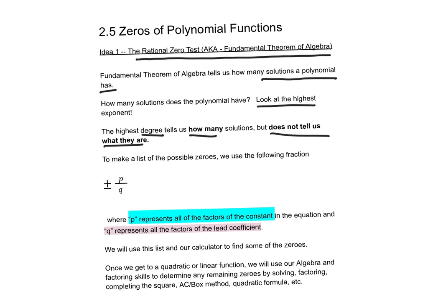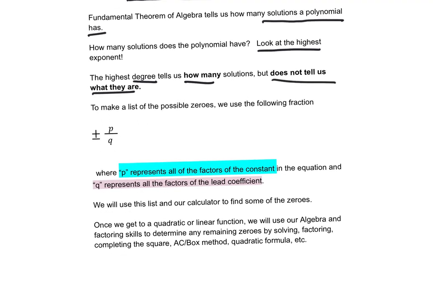So in order to know what the possible zeros are, this list we're going to make right here doesn't tell us what the solutions are, but it'll tell us what the possible solutions are. And it's called the PQ list. If you notice, that's because it says P and Q. So to make a list of the possible zeros, like the list of possible places where this graph could cross the x-axis or bounce at the x-axis or wiggle at the x-axis, we make a list and it's plus or minus.